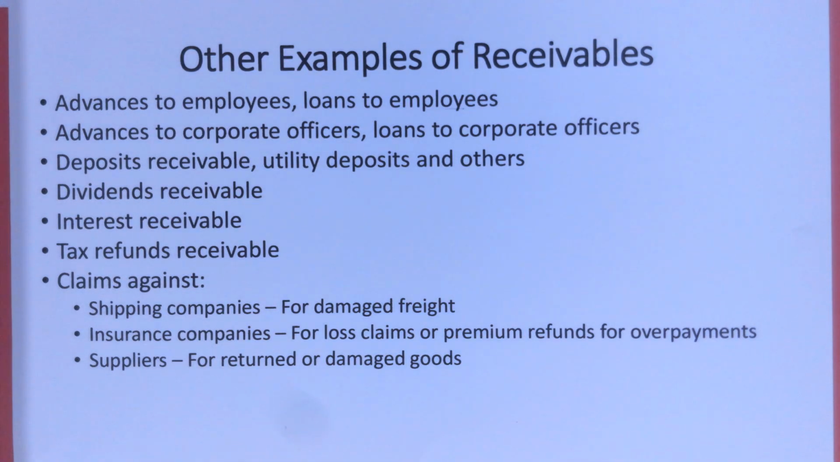And there's some other miscellaneous receivables, such as claims against shipping companies for damaged freight, or insurance companies for losses that we have submitted a claim for, or maybe we overpaid our premium and they owe us these funds back. And then maybe suppliers for returns and damaged goods, or even perhaps just allowances that they're affording us on the goods that we have purchased.